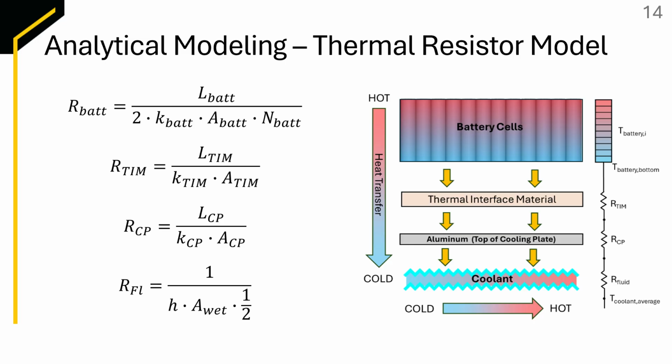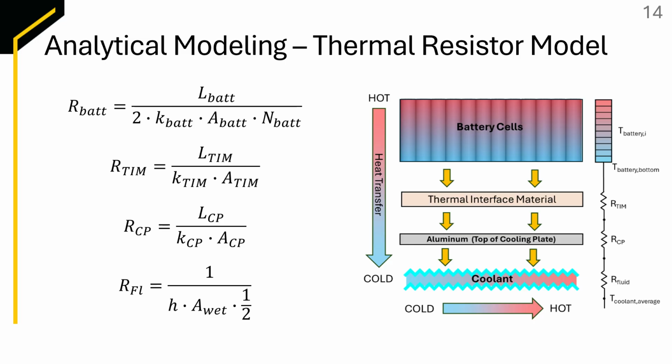The first one is the resistance of the battery, which is the length of these cells over 2, which factors in E-gen, over the thermal conductivity of the battery, the area of the battery, multiplied by the number of batteries or cells in this system. The second one is the resistance of the tin, which is the length of the tin over the thermal conductivity and area for the tin. The cooling plate follows with the length of the cooling plate over the thermal conductivity and area.